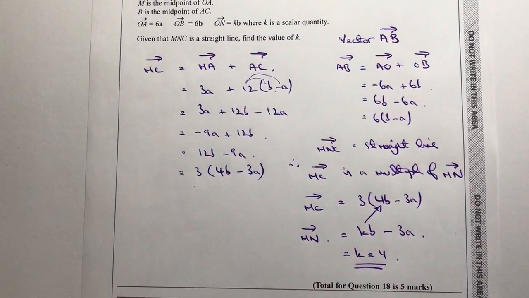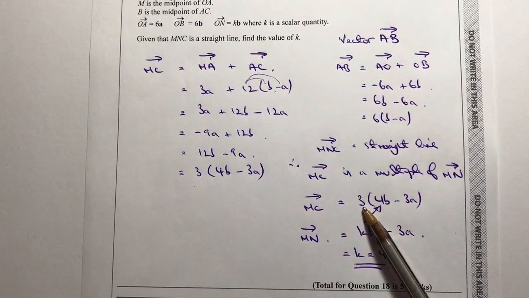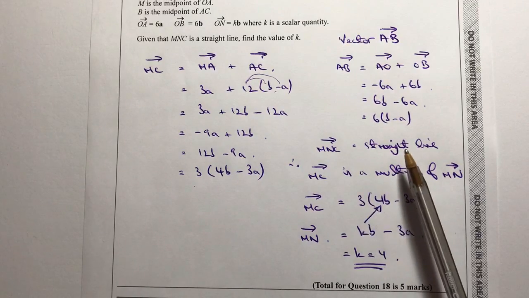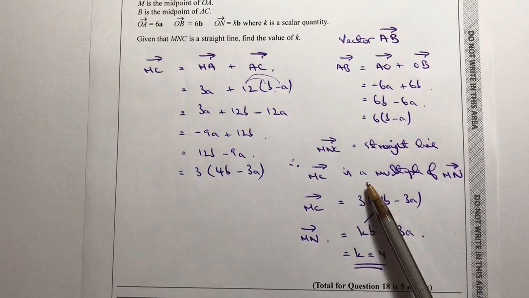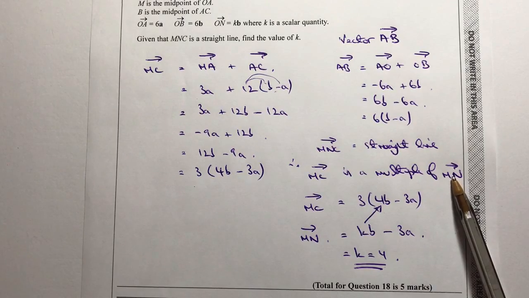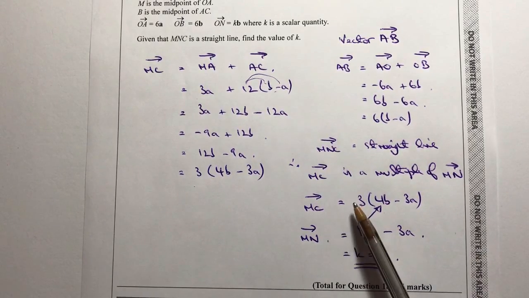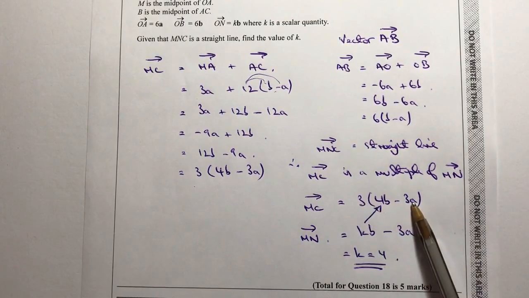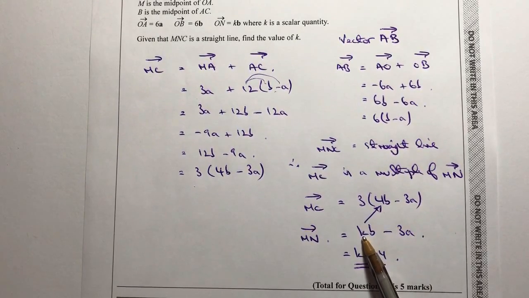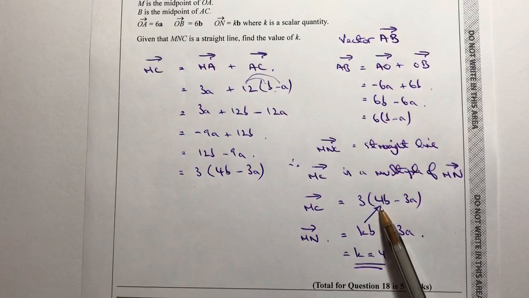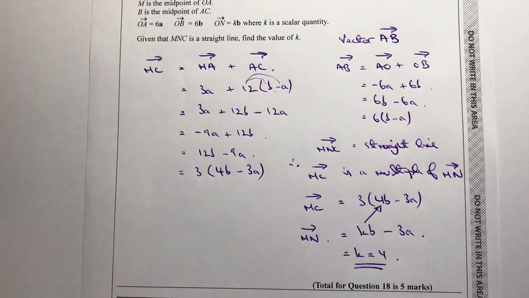So a little bit tricky towards the end there, but it's this whole relationship where, because it's a straight line, vector MC is a multiple of vector MN. We know that MC is 3 times that, so therefore this must be vector MN, and therefore the value of k must be 4. I hope that's all right for you. It does take a little bit of time to work around.